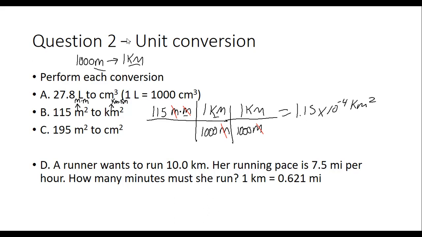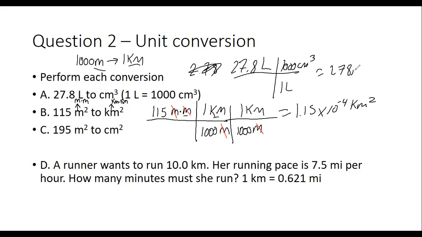So let me do A real quick, as that one's relatively straightforward. Liters to cubic centimeters. Get my pen back out. 27.8 liters. Why did I write a 4? That's supposed to be an L. Liters, and I want to convert that to cubic centimeters. Well, there's 1 liter and 1,000 cubic centimeters. So that's relatively straightforward. Just multiply those two together to get 278,000.